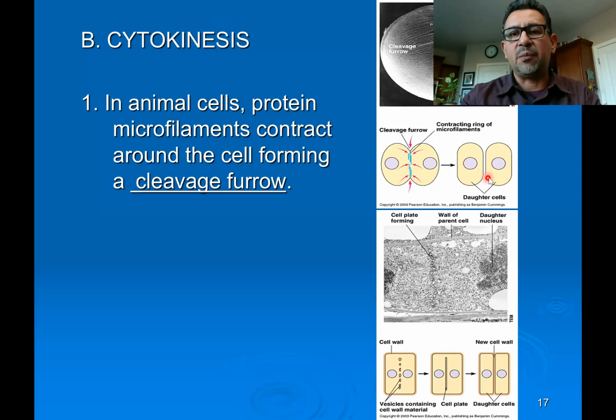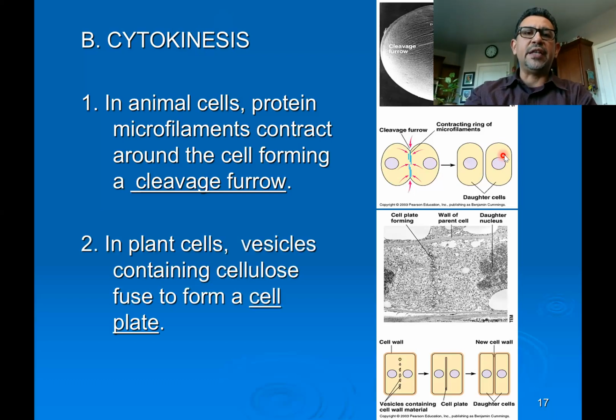And the furrow is going to be this wrinkly appearance that you can see on an animal cell when the plasma membrane is caving inwards as a result of the contraction of all of these microfilaments. That is how animal cells are going to finish the division of the plasma membrane and the cytoplasm. Inside of the two cells, there's going to be a nucleus and organelles, and the other one can have also a nucleus and organelles.